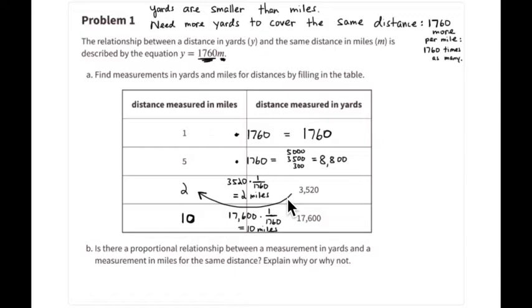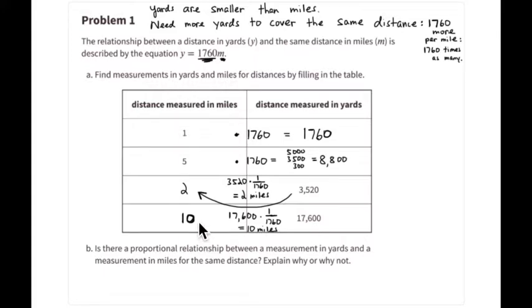But to go the other way, now you're given the number of yards. So how many miles is that? You have to realize that every time you can take out 1,760 yards, that is equal to 1 mile. So how many times can you do that? That's division. You're dividing by 1,760, and that is 2 miles.